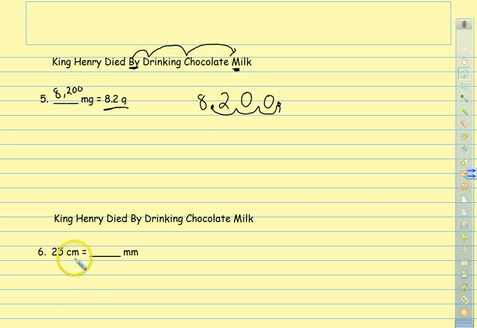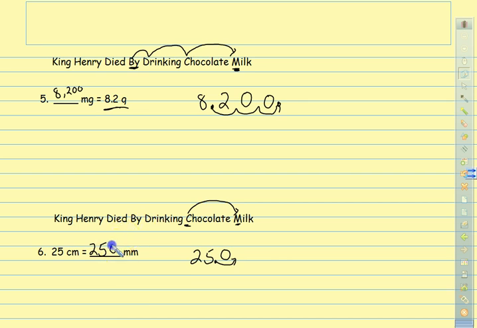Alright, 25 centimeters. So here's my centimeters. Here is my millimeters. And we are going to be moving one place value to the right. So therefore, 25. Here's my decimal point. Moving to the right one place. Annex a 0. 250 millimeters.